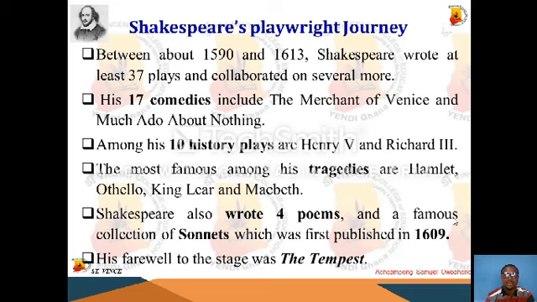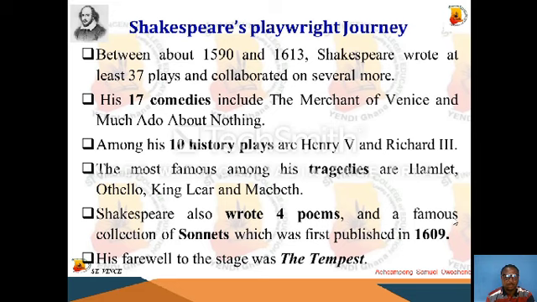Now, he also has 10 history plays. So his books are put into comedy, history, and tragedy. 3 categories. So we have the comedy books of Shakespeare, the history books, and the tragic books. He has 10 history plays to his credit, and some of them are Henry V, Richard III, and so many more. And then some of his tragedies, among them are Hamlet, Othello, King Lear, Macbeth, Julius Caesar, name them.